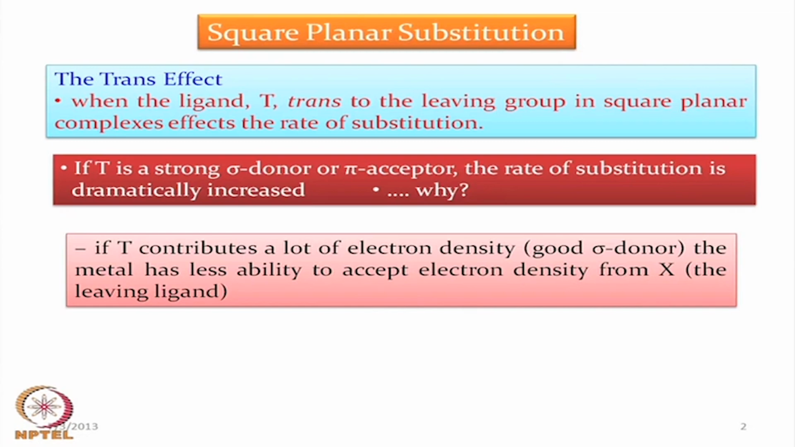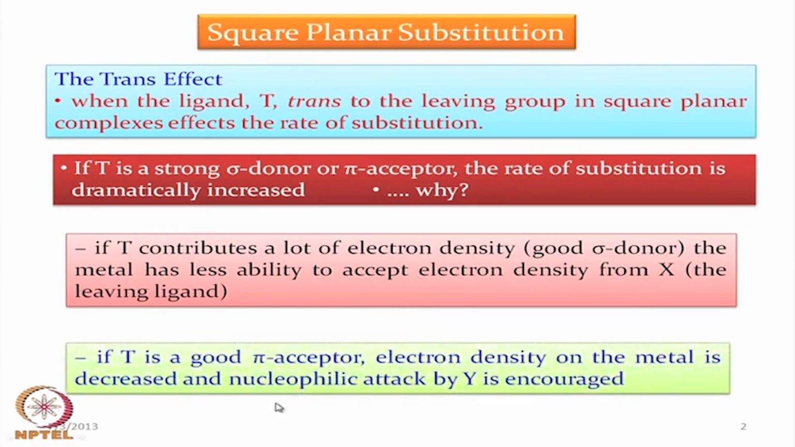So, this is for the sigma donation ability. In a similar fashion, the pi acceptance also contributes a lot to the lability of these ligands.